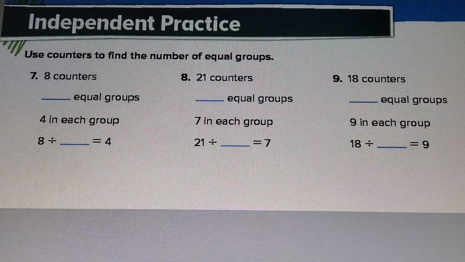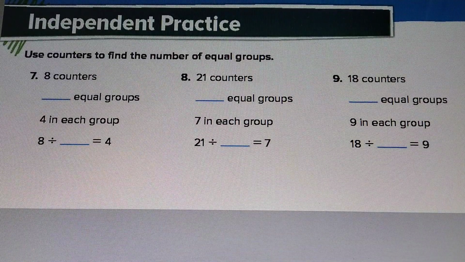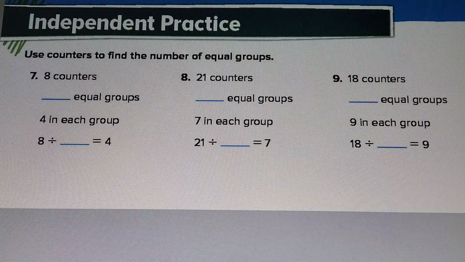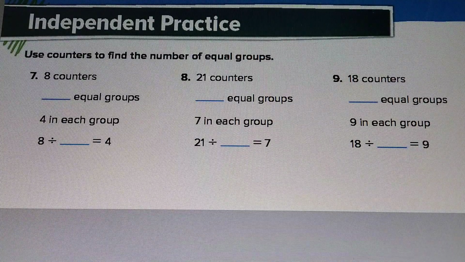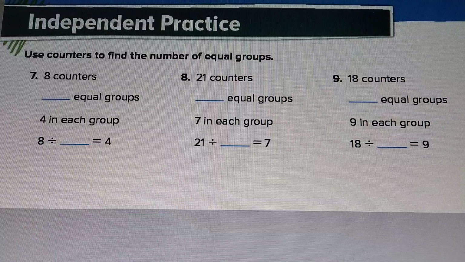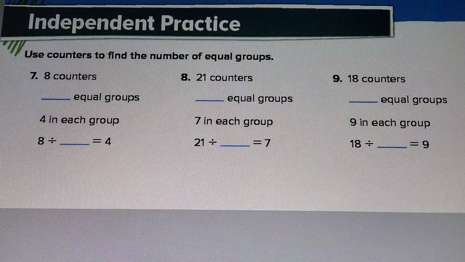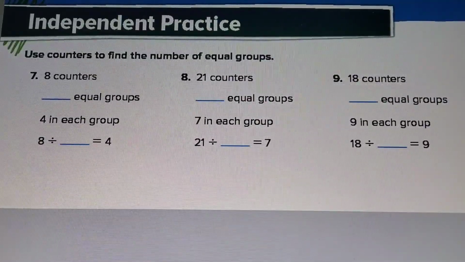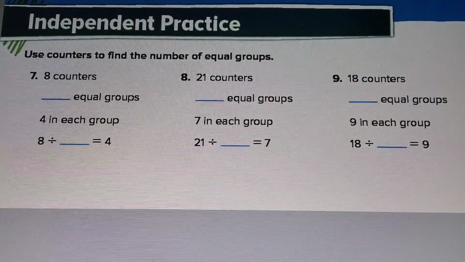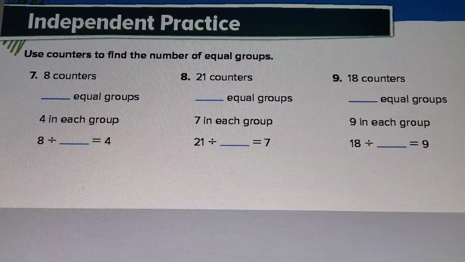Number 9, you'll need 18 counters. You're going to put 9 in each group. So count out 9. Keep doing that. Make groups of 9 until you run out of counters. 18 divided by unknown number of groups equals 9. And again, you can stop this so you can move your counters to figure these out.